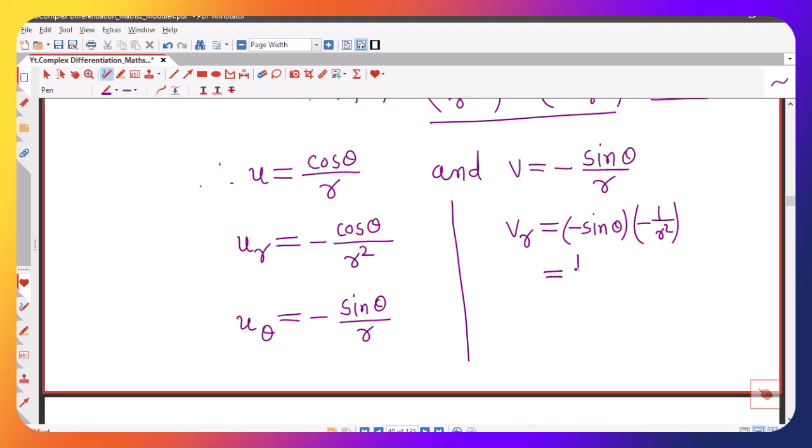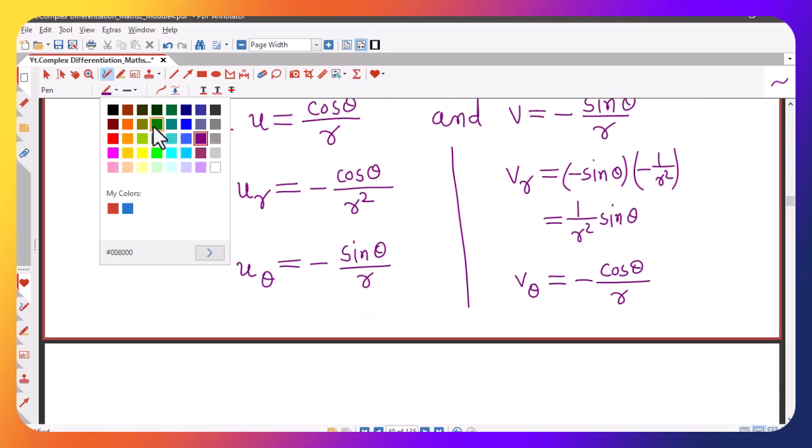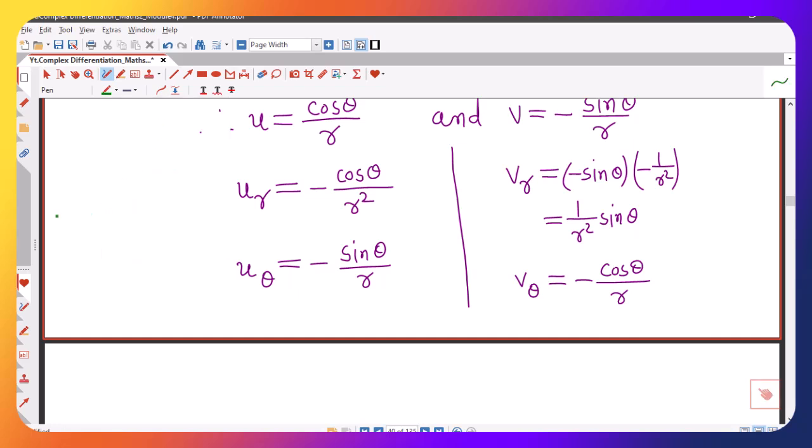So this is 1 divided by r square into sin theta, or sin theta divided by r square, and del v by del theta is minus 1 by r constant, derivative of sin theta is minus cos theta divided by r. Now we check that CR equations are satisfied or not.